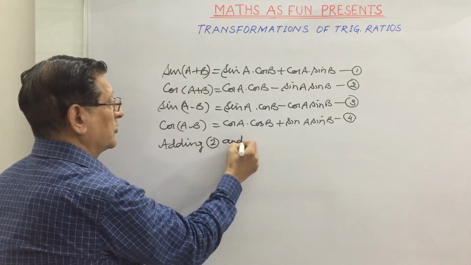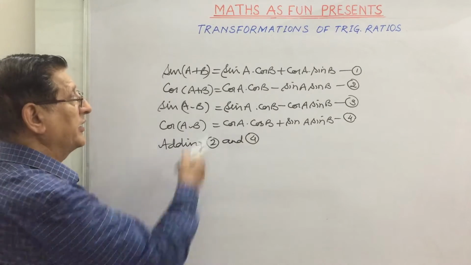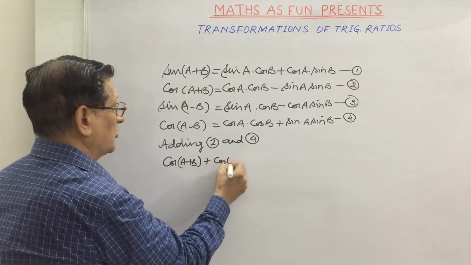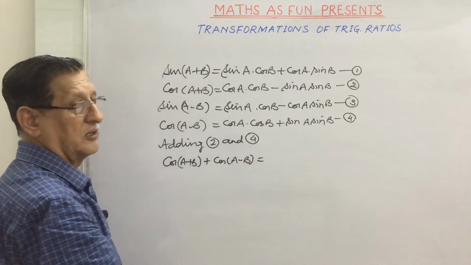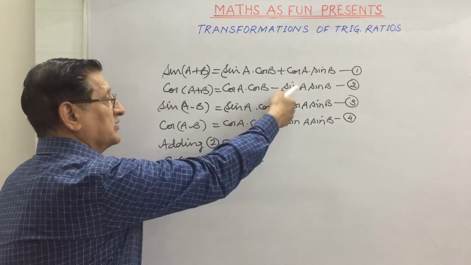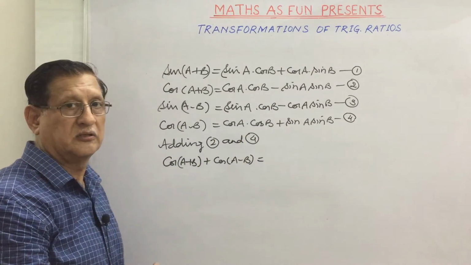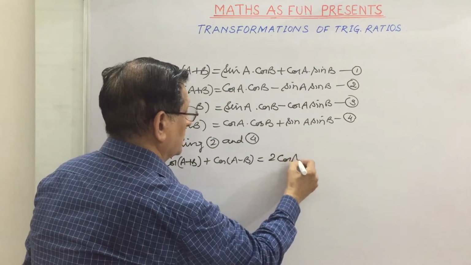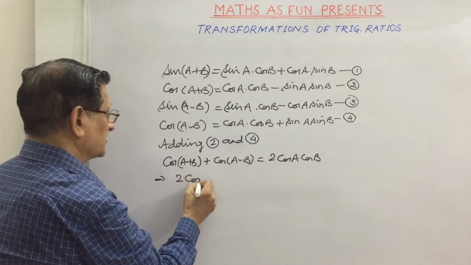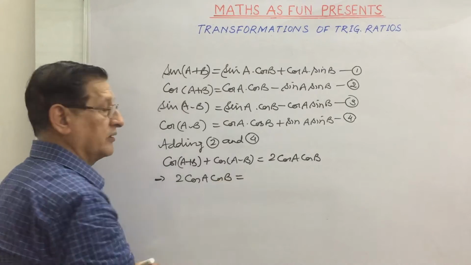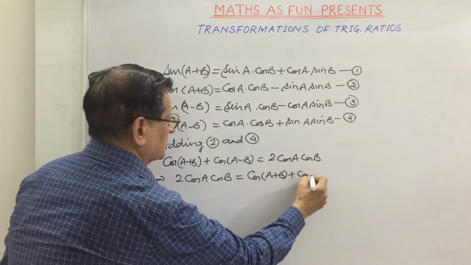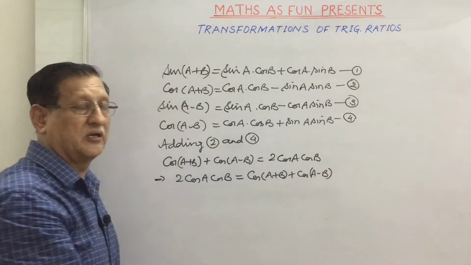Adding 2 and 4, we are going to have cos A plus B plus cos of A minus B. And what we find here, cos A into cos B, cos A into cos B will add, and this is negative, this is positive, they will cancel. So we will have here as 2 cos A into cos B. It means the product form 2 cos A into cos B can be written as cos of A plus B plus cos of A minus B into the sum and difference form.